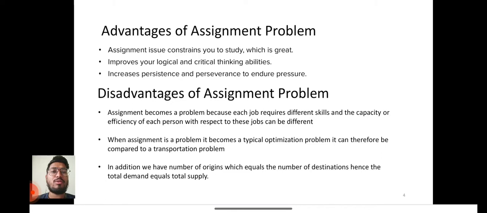Disadvantages of assignment problem. Assignment becomes a problem because each job requires different skills and the capacity or efficiency of each person with respect to these jobs can be different. When assignment is a problem, it becomes a typical optimization problem. It can therefore be compared to a transportation problem. In addition, we have a number of origins which equals the number of destinations, hence the total demand equals total supply.